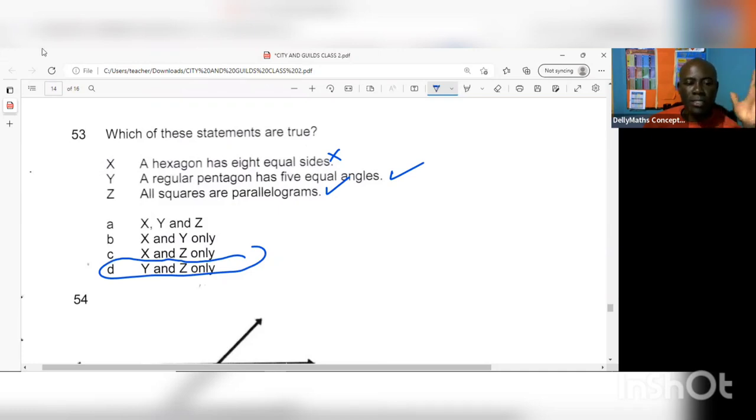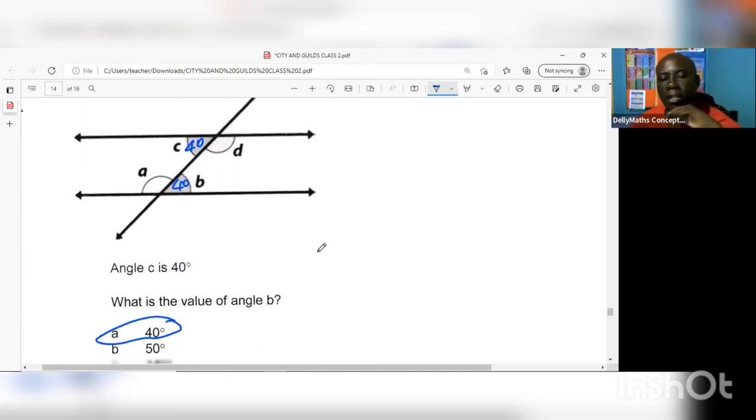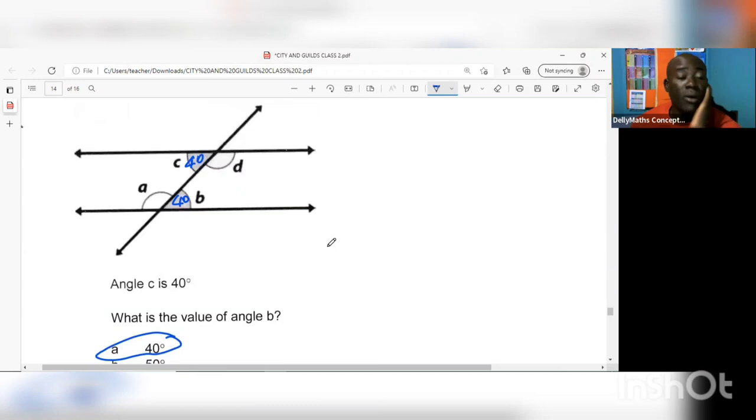Nothing with X in it right now. All right, so we're looking at this. Angle C is 40, so I'm going to put 40 here. What is the value of angle B? It's an alternate angle, so it is also 40. This is a Z angle; alternate angles are equal. When this line is parallel to that one, then that angle becomes that angle, and that's the Z angle we're talking about.